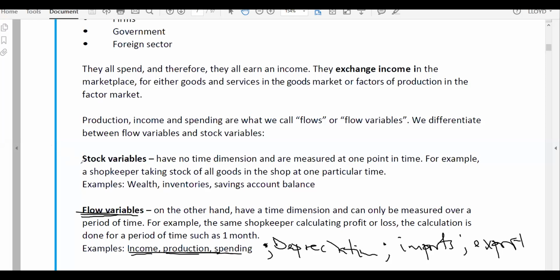Whereas when you look at a stock variable, like I said, it has no time dimension. That means you can only measure it at a particular point in time. Examples: wealth, inventories, savings, account balance, which we measure at a particular point in time. So those are examples of stock variables.